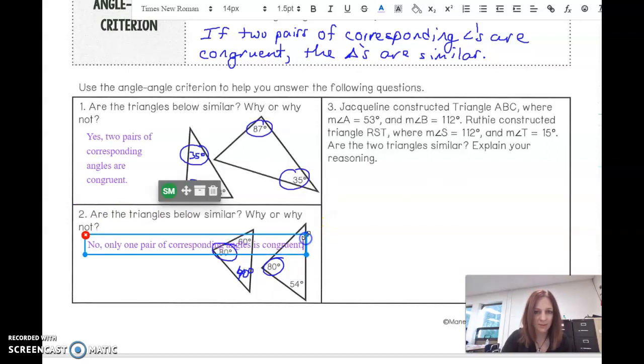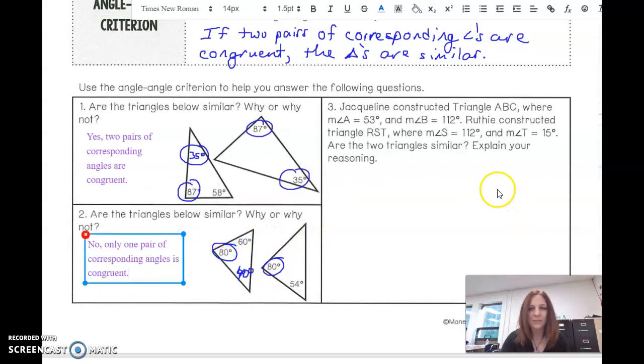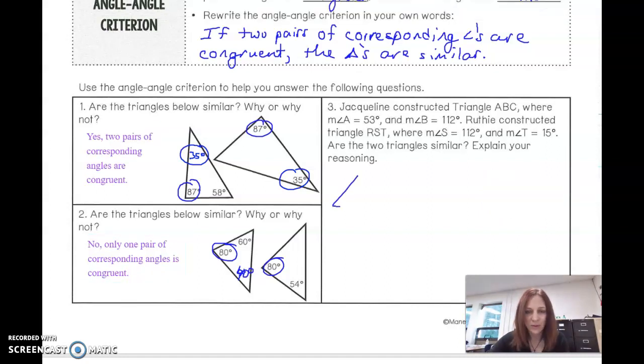Oops, sorry about that. Try again. All right. So now Jacqueline constructed the triangle ABC. So if I just pretend to draw a triangle here, right? Connect it. A is 53. B, not going to look right, but that's okay, is 112. And then that must be C. Okay. And then Ruthie, she constructed one. Wow, this is rough, but that's okay. R, nope. S is 112. T is 15.